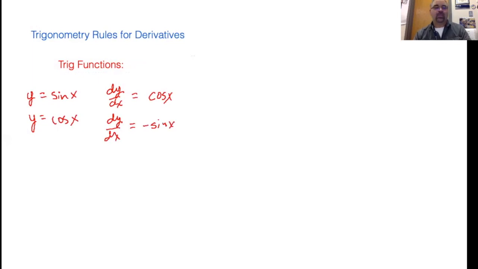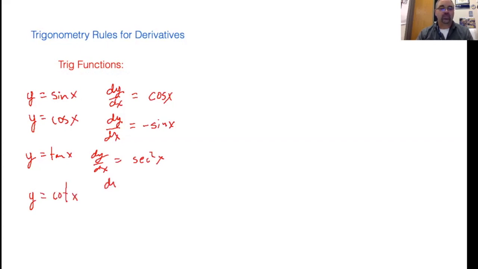We can keep going because now that we know the quotient rule from last week, if y is equal to tangent of x, dy dx is equal to secant squared of x. And if y is equal to cotangent of x, dy dx is equal to negative cosecant squared of x. And while we're at it, if y is equal to secant of x, dy dx is secant x tangent x.